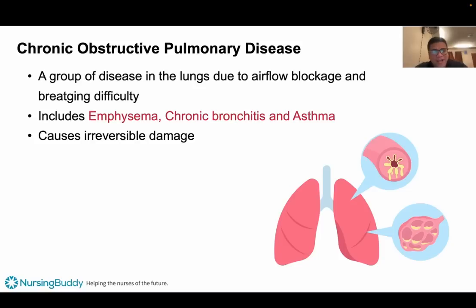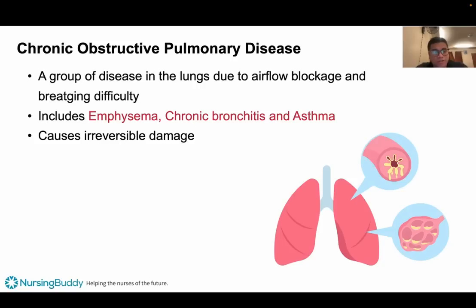Okay, so another problem is your chronic obstructive pulmonary disease. Kapag sinabi natin chronic obstructive pulmonary disease, this is your COPD, and it's a group of diseases in the lungs due to airflow blockage and breathing difficulty. So it includes emphysema, chronic bronchitis, and also asthma, because some actually exclude asthma here. Kung ang asthma ba, is it a chronic obstructive pulmonary disease? Yes. Is asthma chronic? Yes. Is asthma obstructive? Yes. Is it pulmonary disease? The answer is yes. So it's actually chronic obstructive pulmonary disease in the first place.